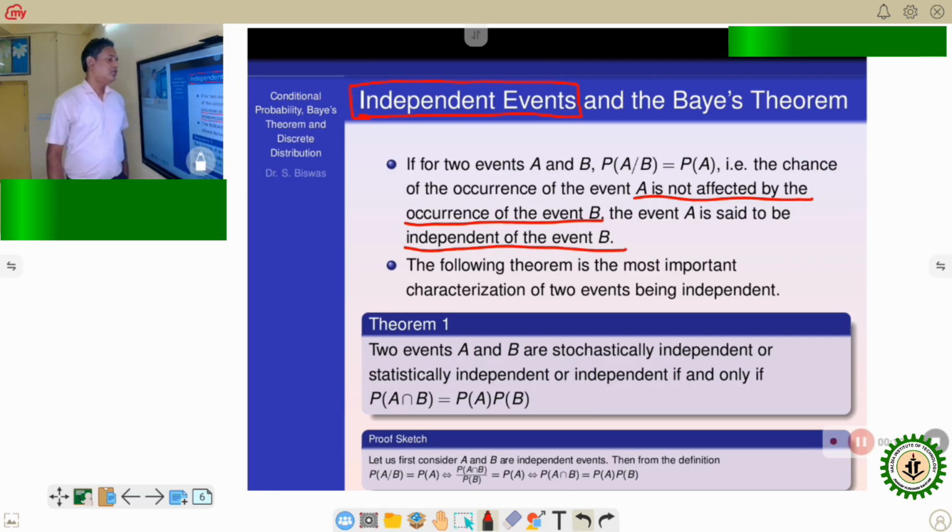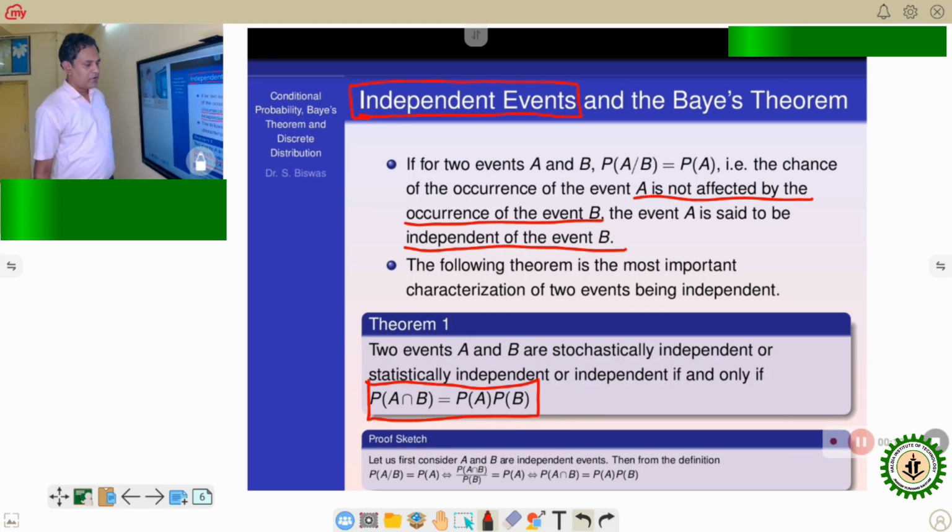Okay. Now, the following theorem which I give is one of the most important characterizations of two events being independent. And if you remember in your school classes also, or in undergraduate courses, in almost all courses where probability is there, this theorem is sometimes taken as a definition of independent events also. What does this theorem say? Two events A and B are stochastically or statistically, whatever you say, independent if and only if P of A intersection B is equal to P(A) into P(B). Okay, so remember this result. This result is a fundamental result, sometimes taken as the definition of independent events also.